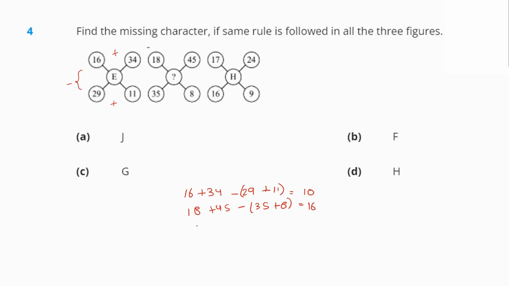And in the last option it is 17 plus 24 minus 16 plus 9, in this we get 20.